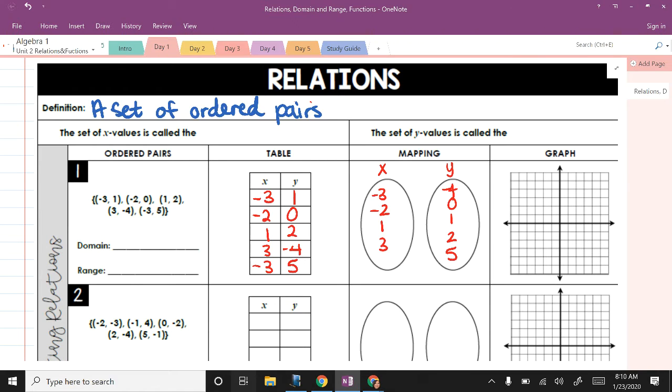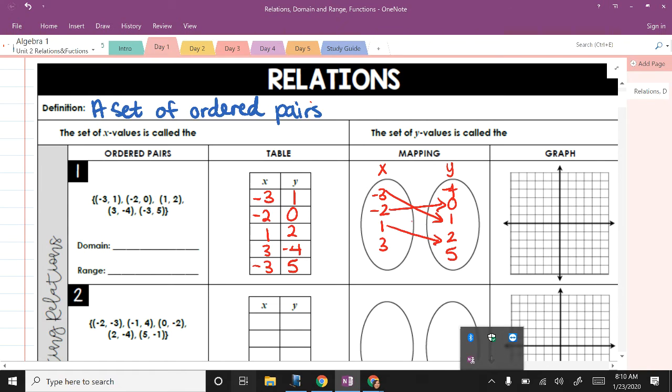So -3 maps to what Y value? 1. So you're going to draw an arrow from your X to your Y value. So -3 goes to 1. Okay? -2 goes to what Y value? So you're going to draw an arrow from -2 to 0. 1 maps to what Y value? 2. 3 maps to what value?